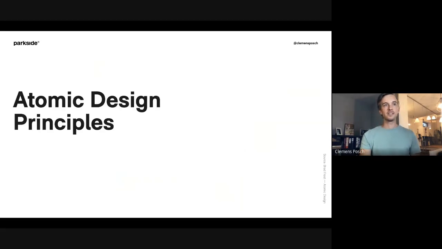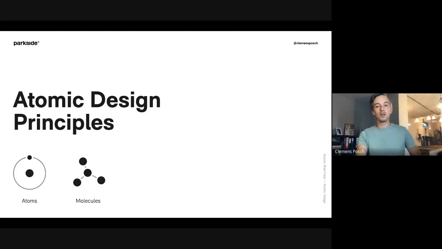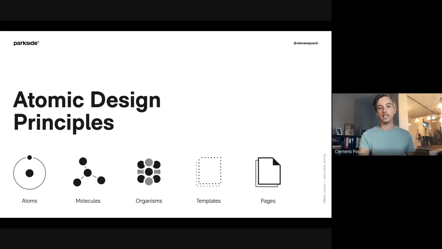Also, the atomic design principles, you probably heard of them. It's a methodology composed of 5 distinct stages working together to create interface design systems in a more deliberate and hierarchical manner. The 5 stages of atomic design are atoms, molecules, organisms, templates, and pages. So what you can do with those is quickly shift between abstract and concrete design.